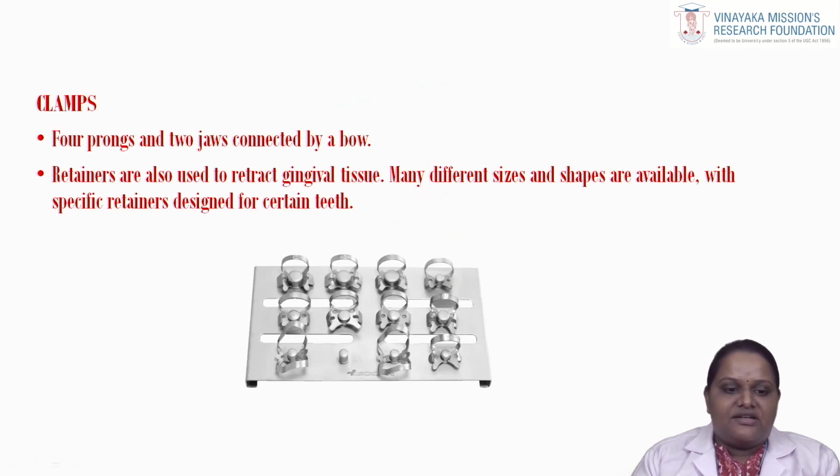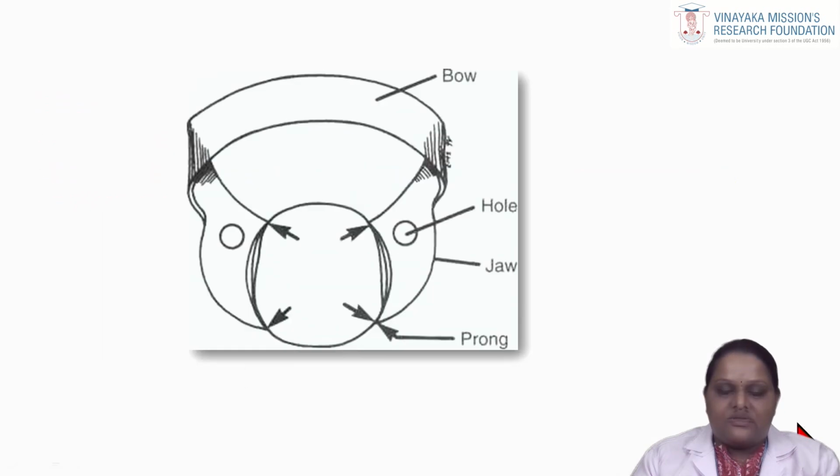The clamps consist of 4 prongs and 2 jaws connected by a bow. Retainers are also used to retract the gingival tissues. Many different sizes and shapes are available, with specific retainers designed for certain teeth. These are the parts of a rubber dam clamp. It consists of a bow, a hole, jaw and a prong.